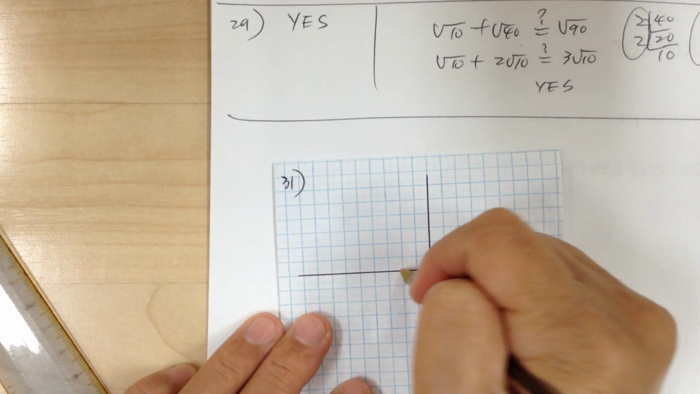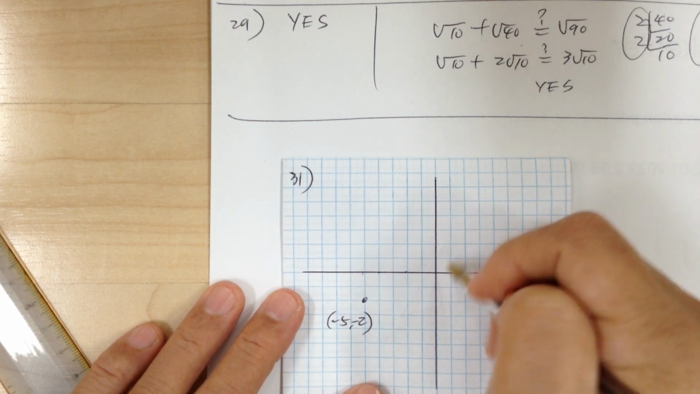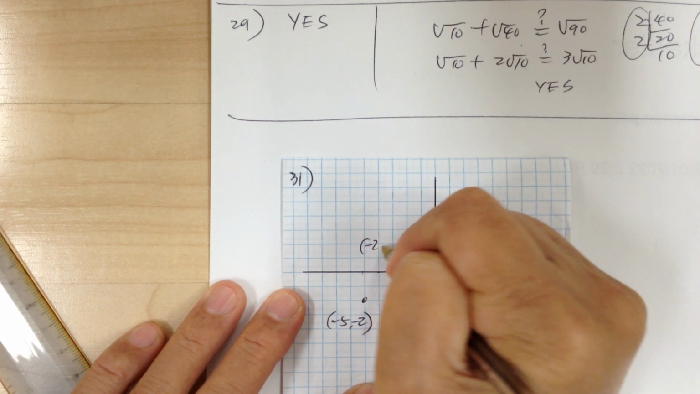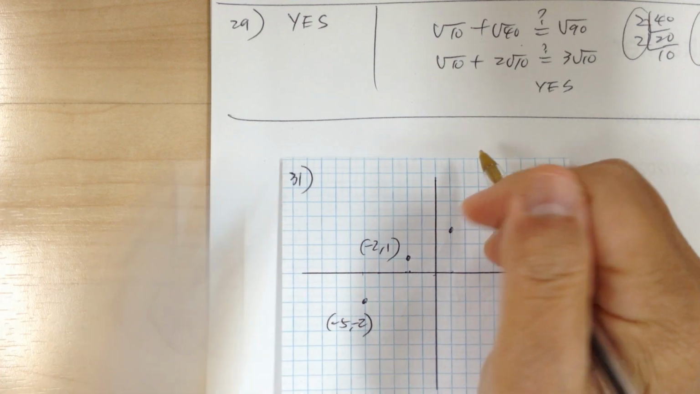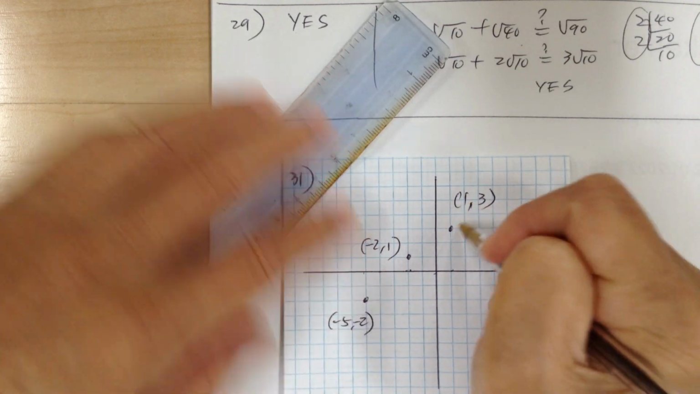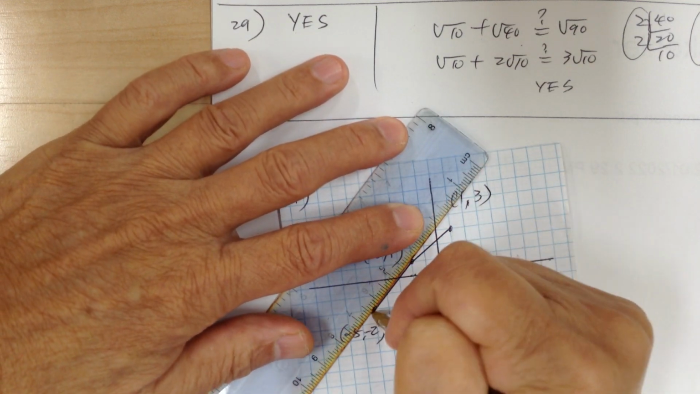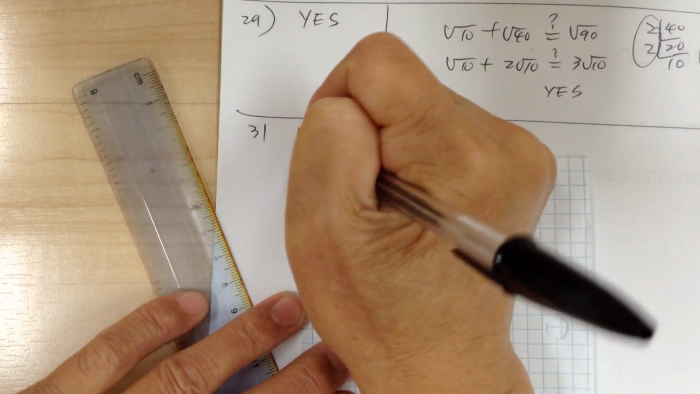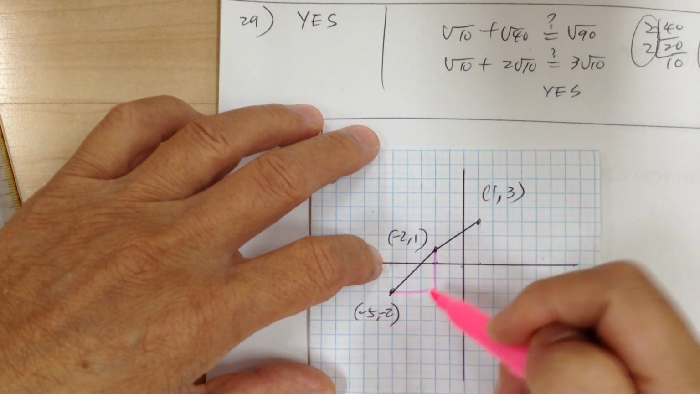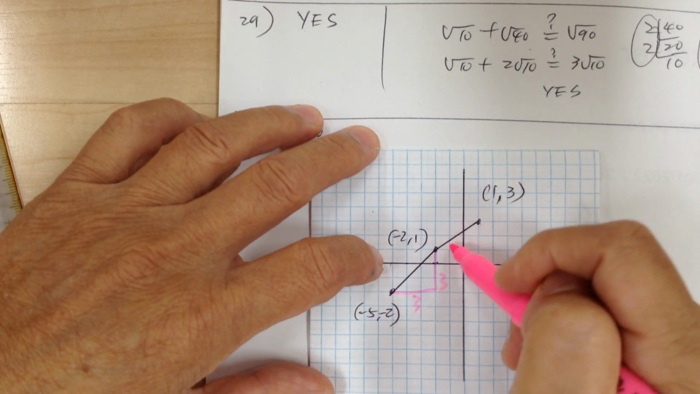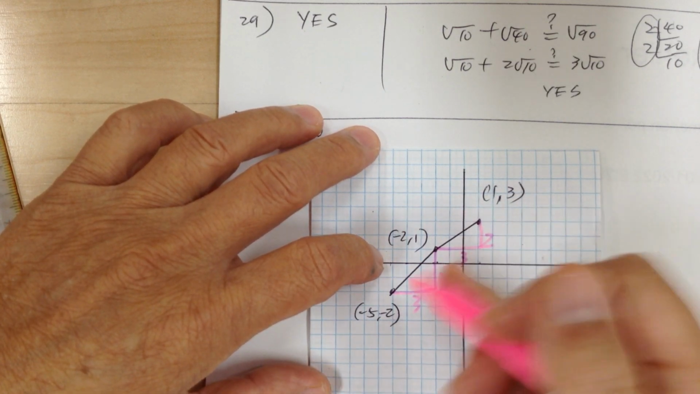You have -5, -2, and you have -2, +1, and you got 1, 3. By just sketching out, you can see number 31 is going to be no. Again, if you do it by slope, this is 3, this is 3. If you do it by slope, this is 3, this is 2. So you can see it's not.